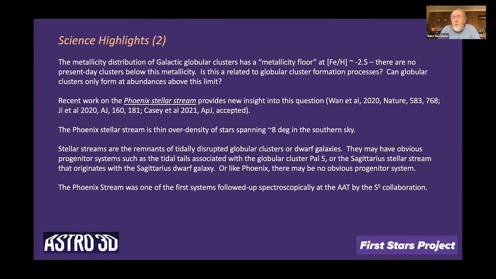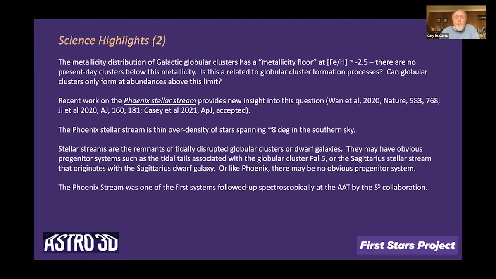For example, the globular cluster Pal 5 has long been known to have extensive tidal tails that extend either side of the cluster. Or from the Sagittarius dwarf galaxy, we know that the galaxy is being disrupted, and in fact, the tidal tail of this disrupting galaxy is spread over a large amount of the southern sky. But for a system like Phoenix, there actually is no obvious progenitor. We don't really know what is being disrupted.